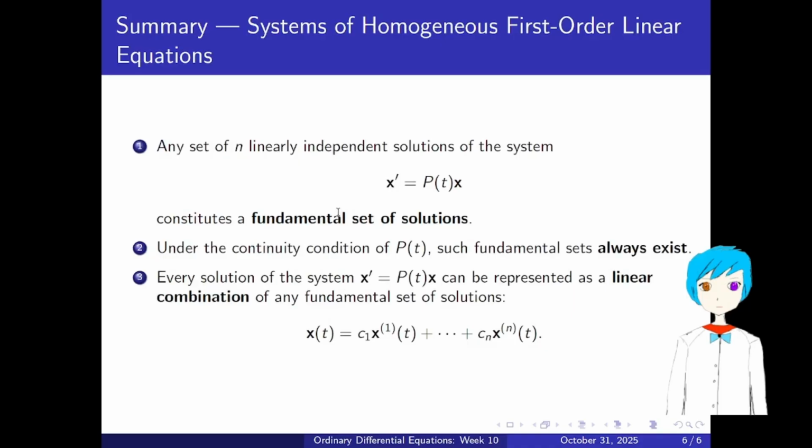For homogeneous first-order linear equations, the system reads in this form: x prime equals P(t)x. Specifically, if P is a constant matrix, then we have x prime equals Px. Any set of n linearly independent solutions of this system constitutes a fundamental set of solutions. If P(t) is continuous, then the fundamental set always exists by the existence and uniqueness theorem. Every solution to the homogeneous linear system can be represented as a linear combination of any fundamental set of solutions.